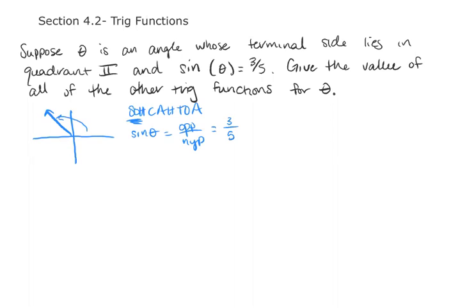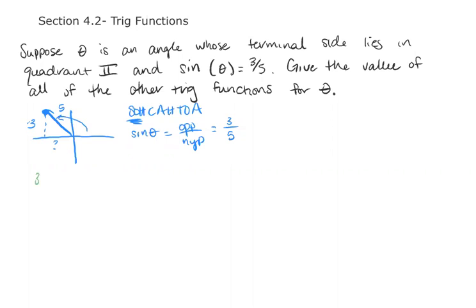So we're also looking at this ordered pair on the terminal side here. Opposite over hypotenuse is 3/5, so we're going to make a triangle. The opposite side of that angle is 3, and the hypotenuse of that triangle is 5. We would like to know what this side is so that we can do the rest of the trig functions. So how do we find that? It's going to be the Pythagorean theorem.